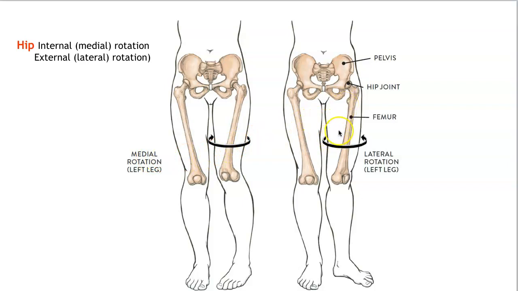As opposed to external rotation, now the femur is facing more laterally. We have lateral rotation of the hip joint. So the action is happening here.